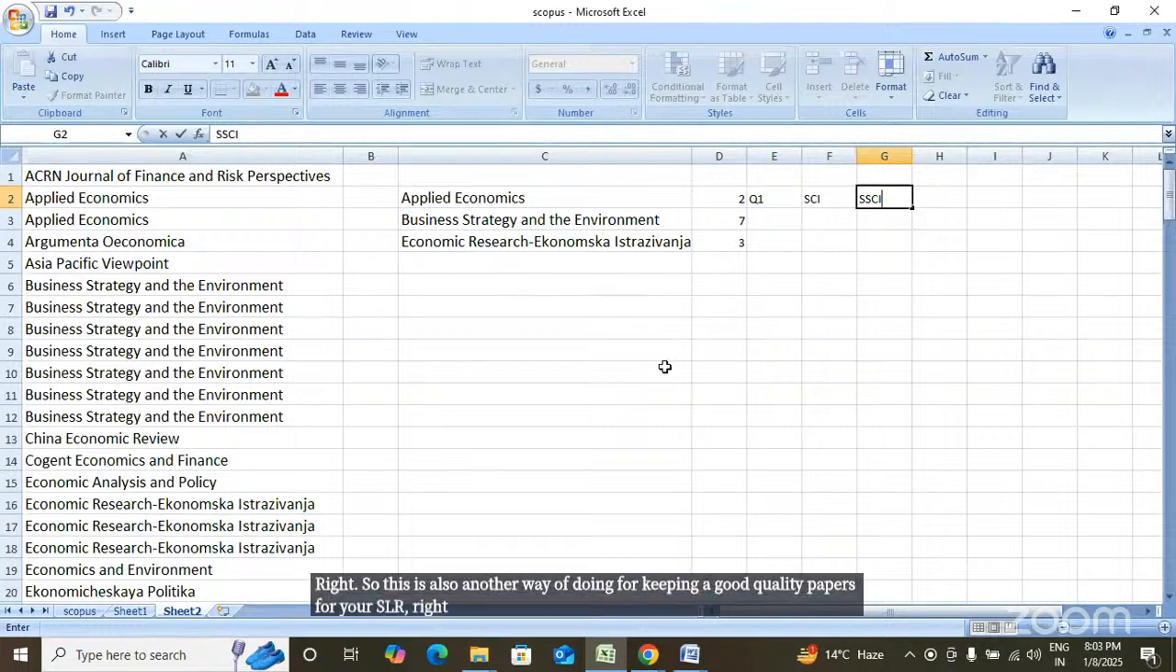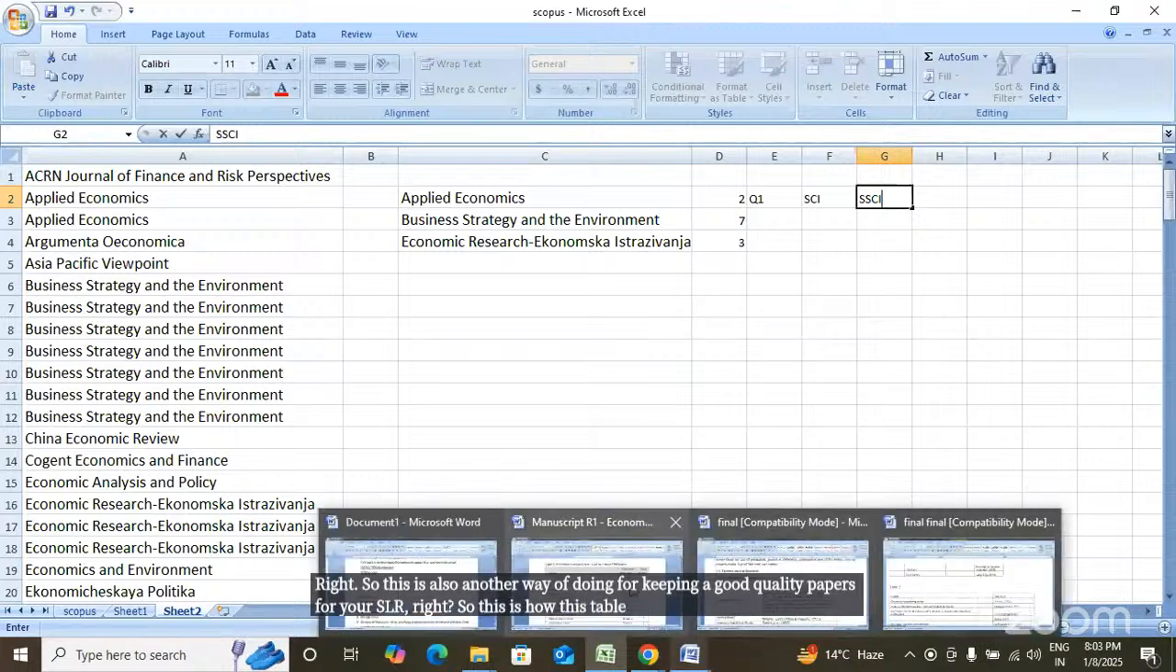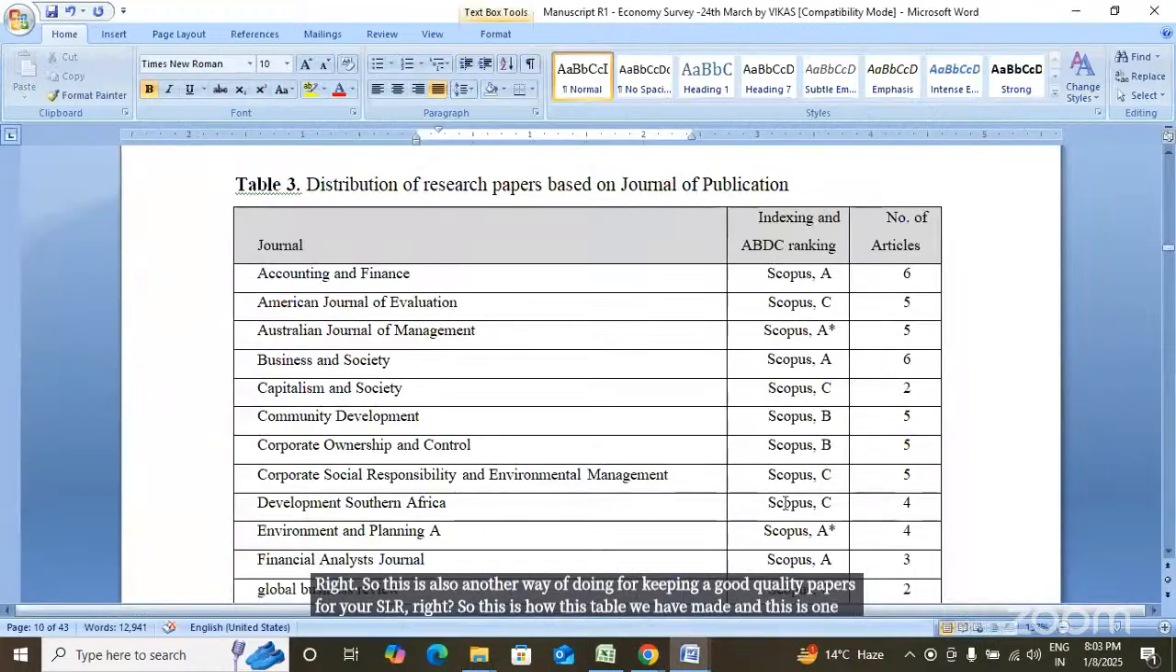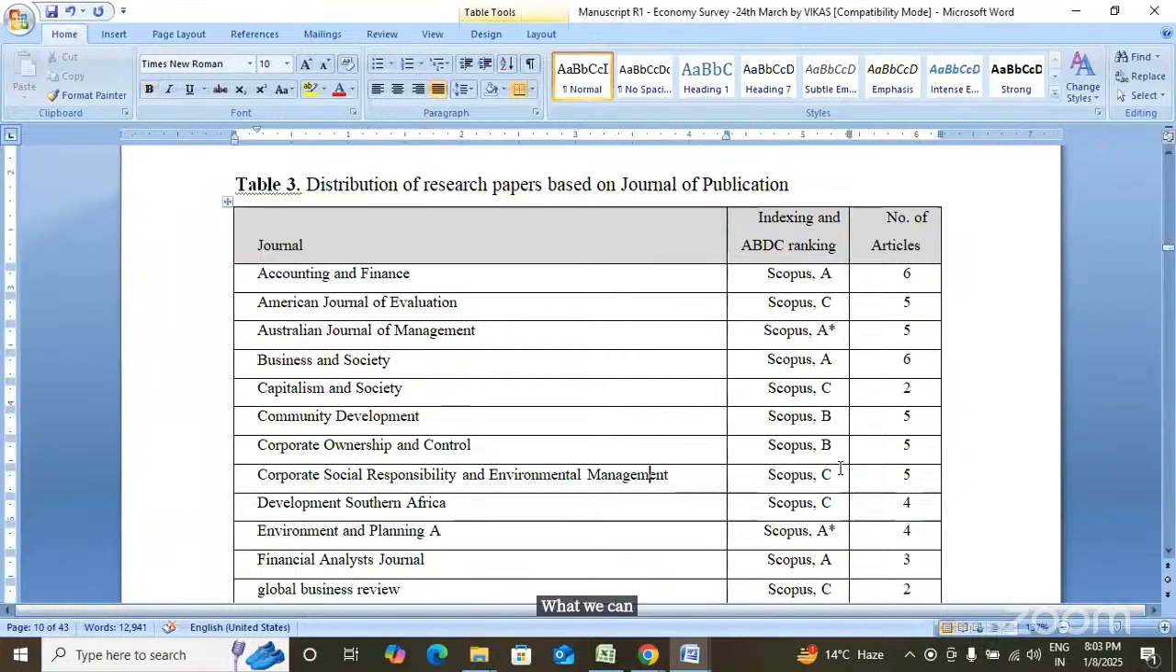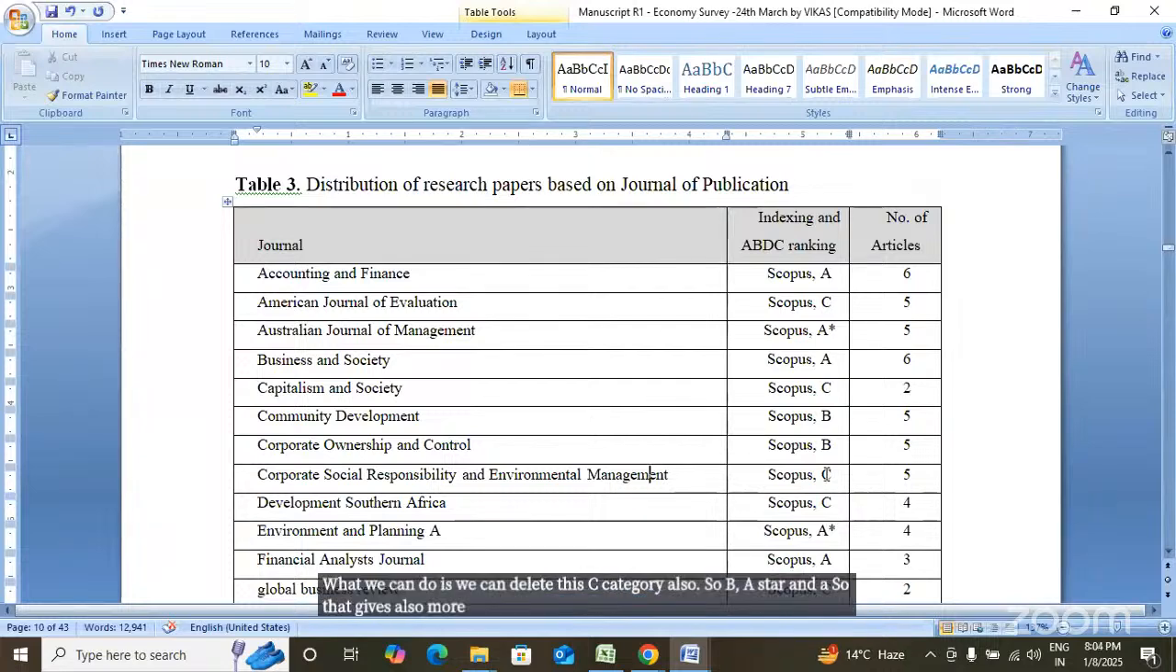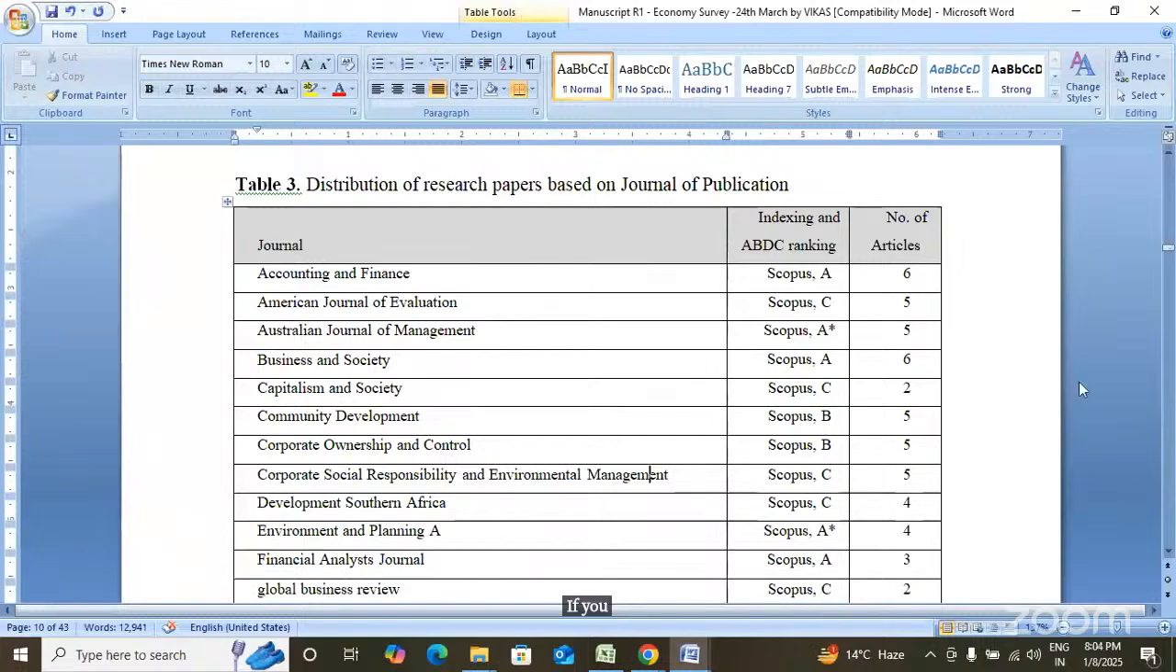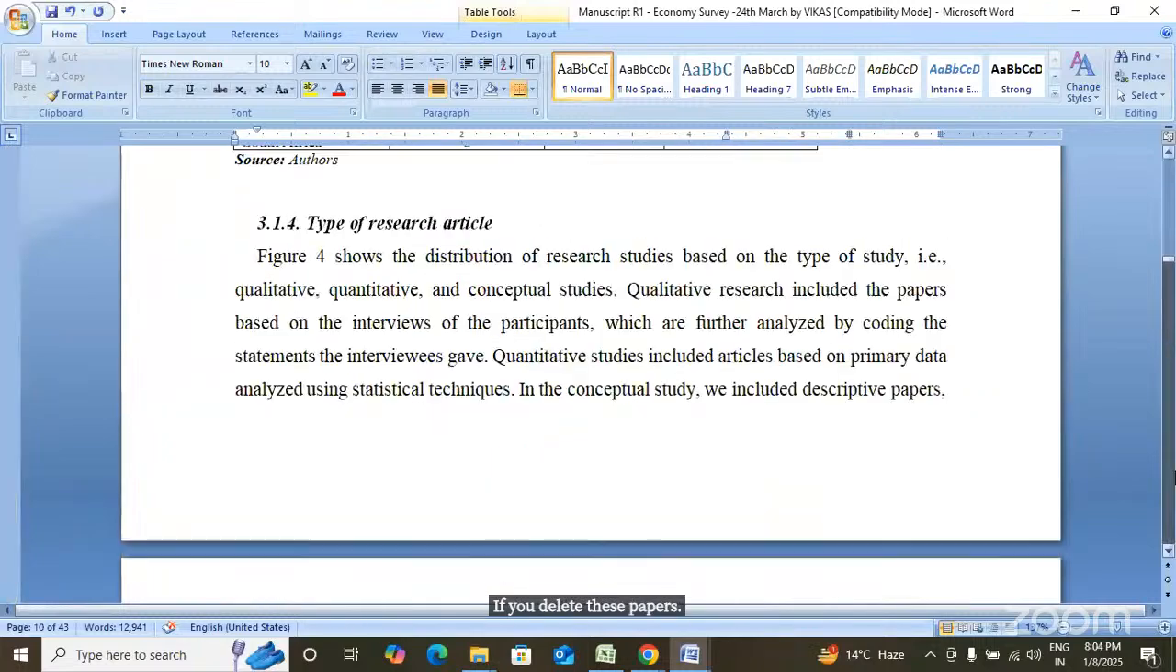So this is how we have made this table, and this is one of the important tables. You should also go for it. We can even delete the C category also, so keep B, A star and A, which gives more weightage to your paper, right, if you delete these papers. So let's move ahead to the ADO model.